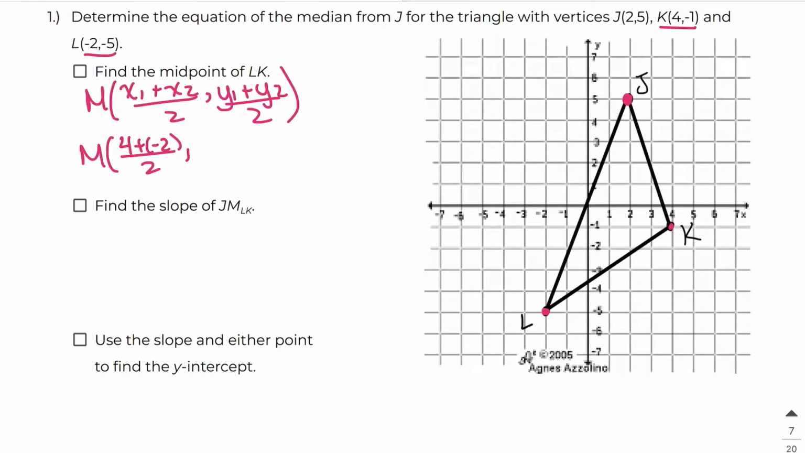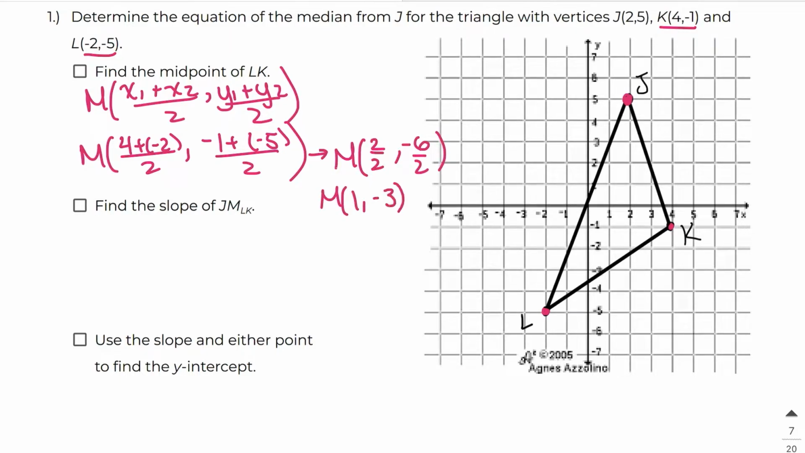Then I would do the same thing for y1 and y2. y1 is negative 1, y2 is negative 5. So this ends up becoming 2 over 2 and negative 6 over 2. So my midpoint right here is (1, -3). If I graph that out, I can see that for sure my midpoint is (1, -3). We'll call this the midpoint of LK, okay? Then I'm going to connect that vertex to the midpoint, and this is my median.